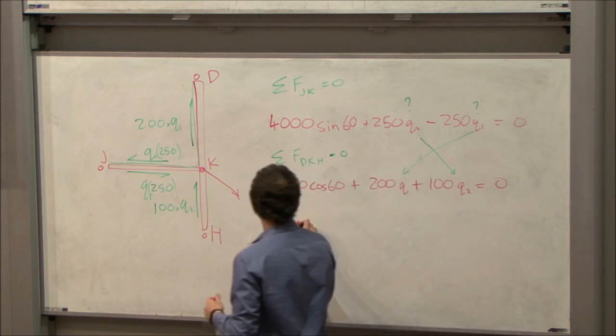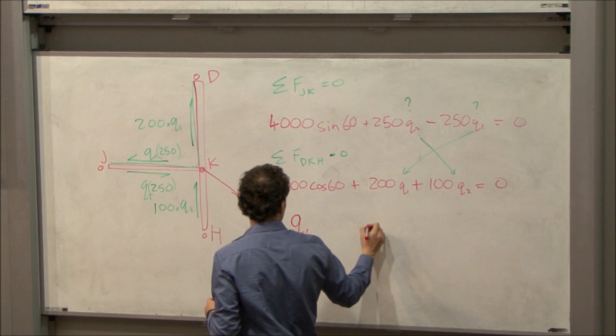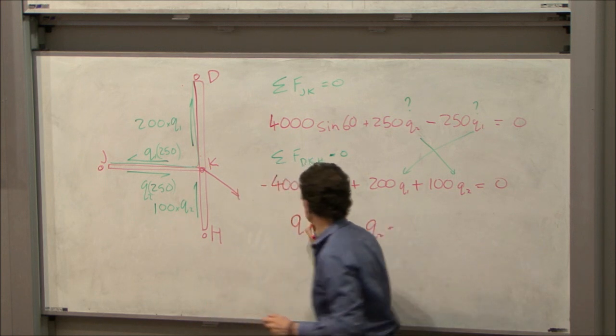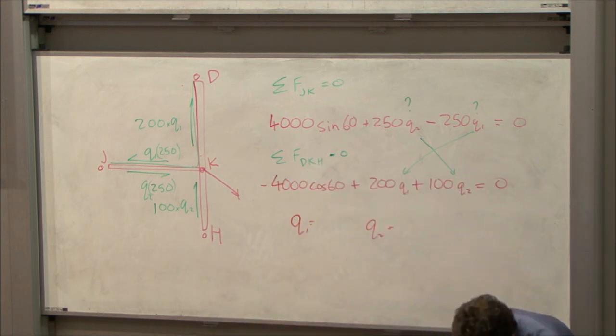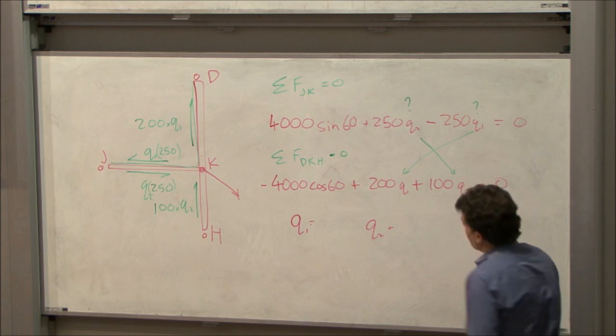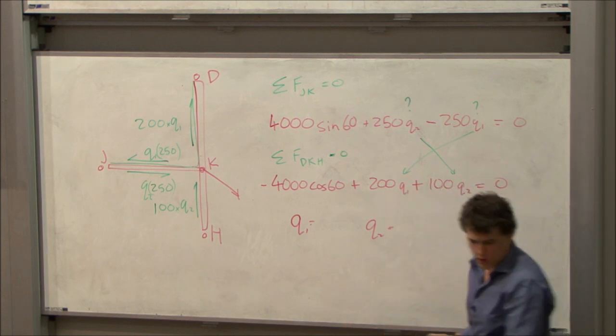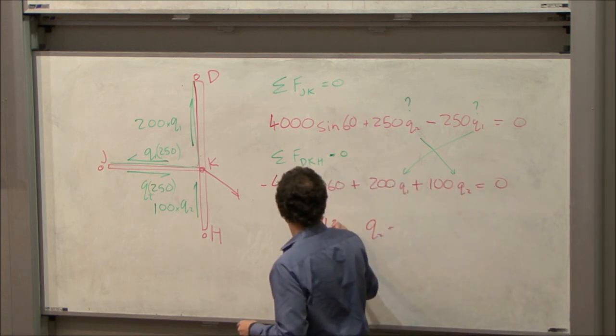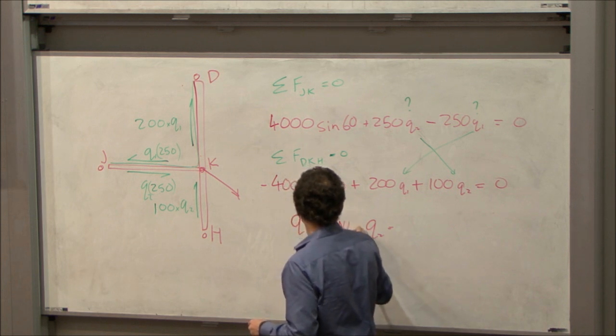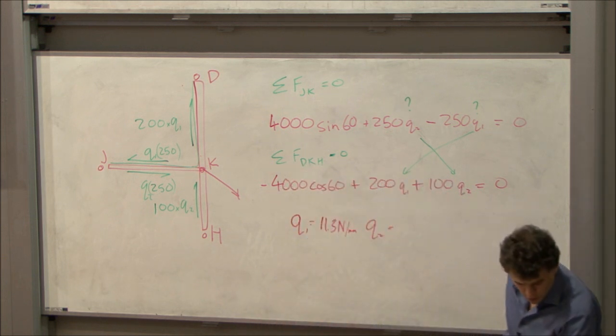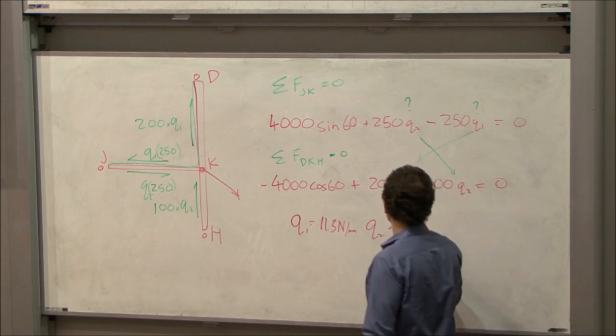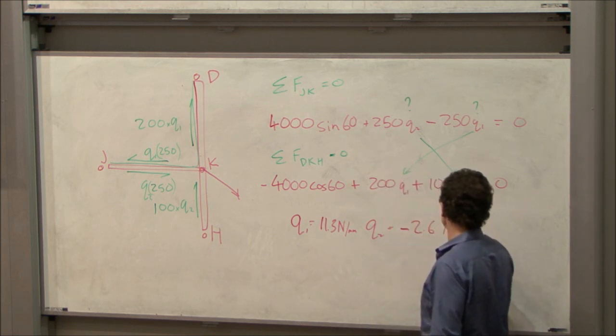So in this case, I'll just see if I can find the section in Megson quickly. He gets Q1 is 11.3 newtons per millimetre, and Q2 equals minus 2.6 newtons per millimetre.